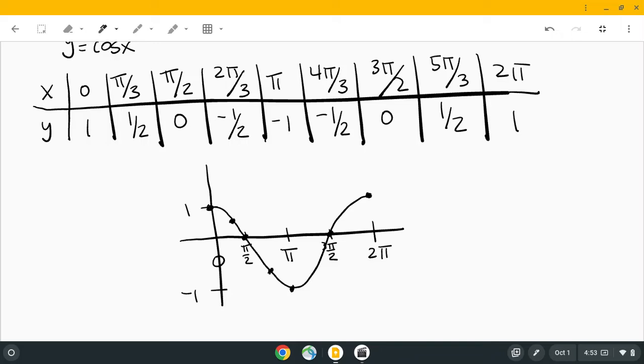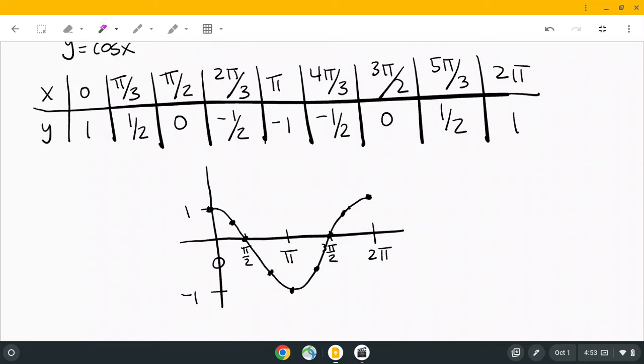And then the next one is 4 pi/3, which is also negative 1/2, so like right there. And then 5 pi/3, which is 1/2. Okay, so we have this here, and again, it repeats after 2 pi.